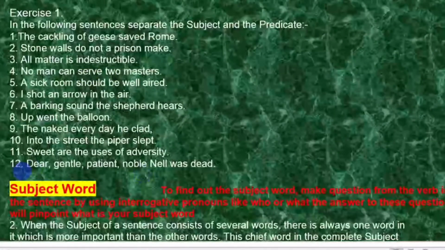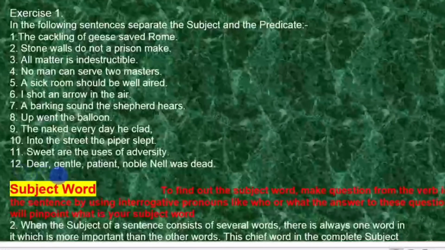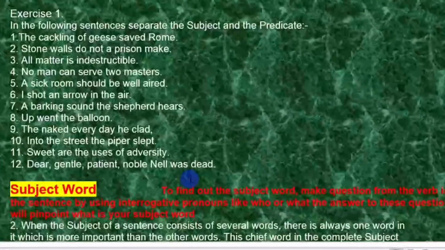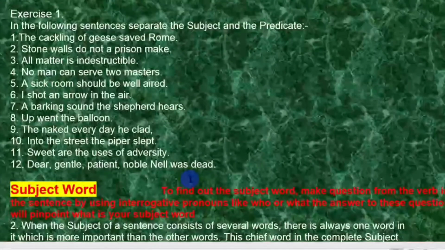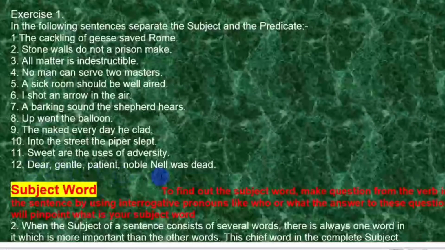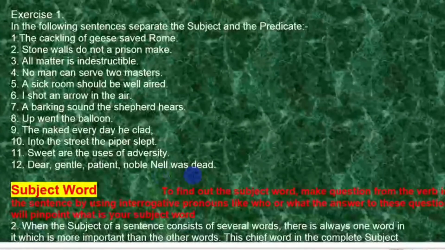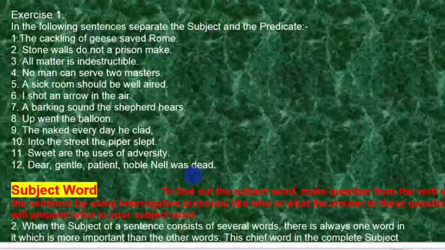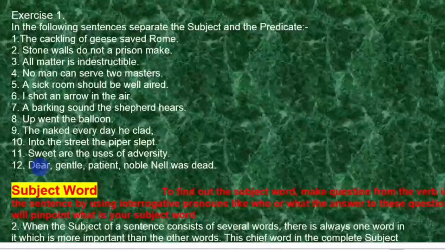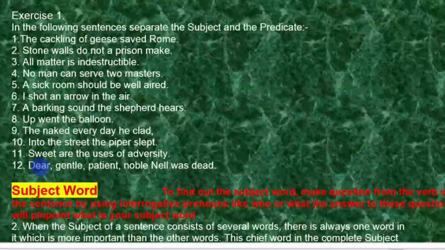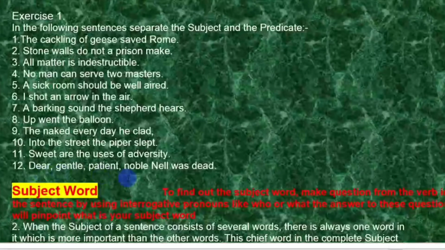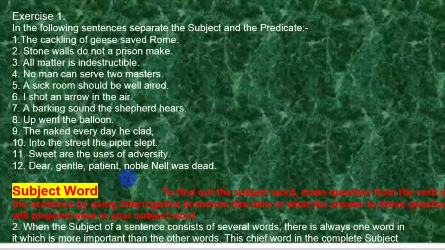Have a look at sentence number 12. Dear, gentle, patient, noble Nell was dead. This is again a very interesting sentence because it has a very long subject. Dear, gentle, patient, noble Nell was dead. Who was dead? Nell was dead. Nell is our subject, and the other words attached to Nell are adjectives telling the qualities of Nell, that Nell was a dear, gentle, patient, and noble person who is now no more in the world.